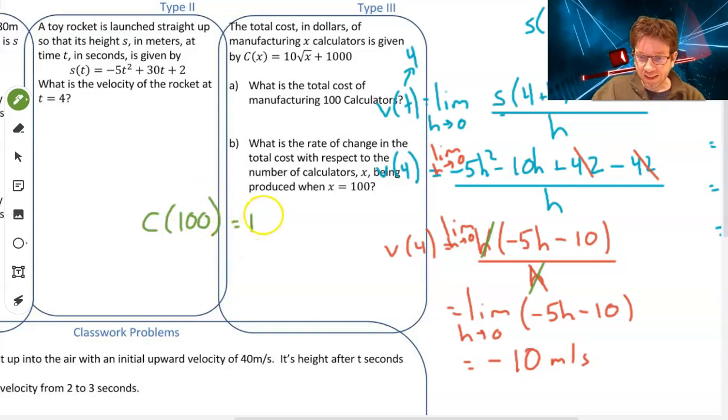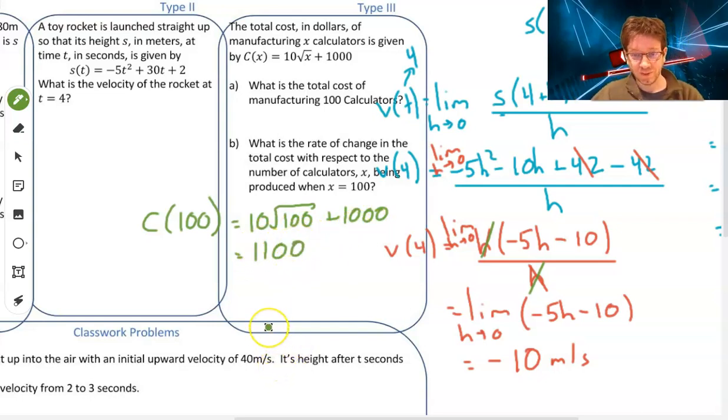So we're going to do 10 times the square root, right? Substitute in 100 for x, plus 1,000. The square root of 100 is 10. 10 times 10 is 100, plus 1,000, so you get 1,100. That's part A. That's not too bad. You guys should be able to do that.